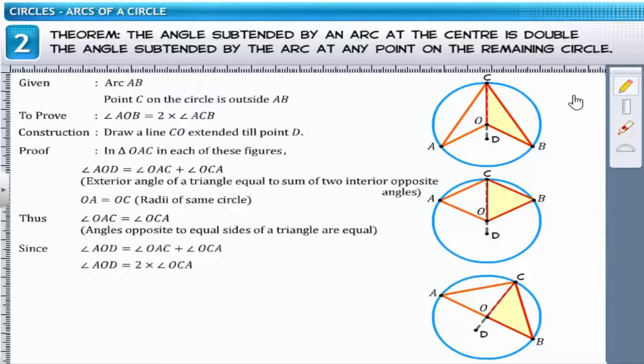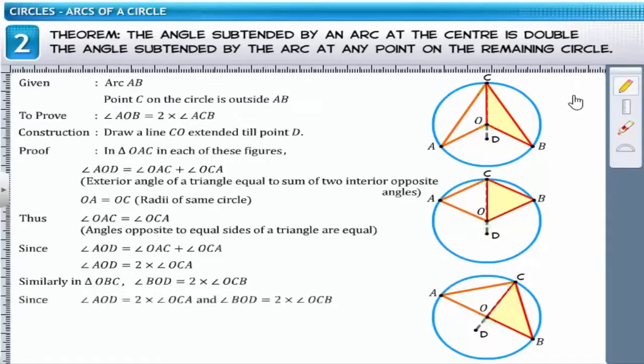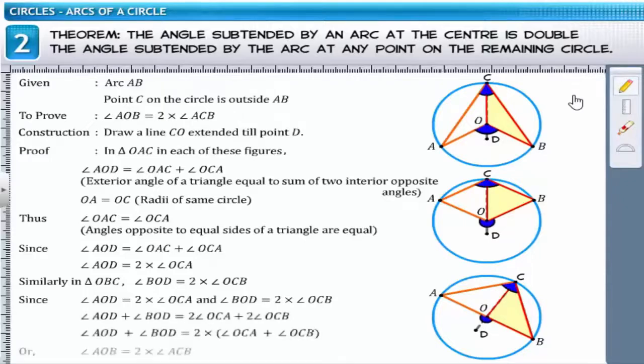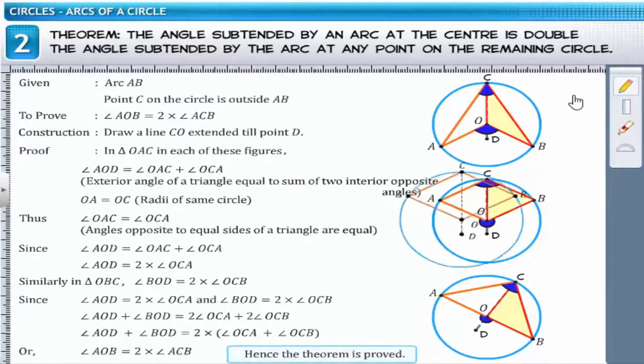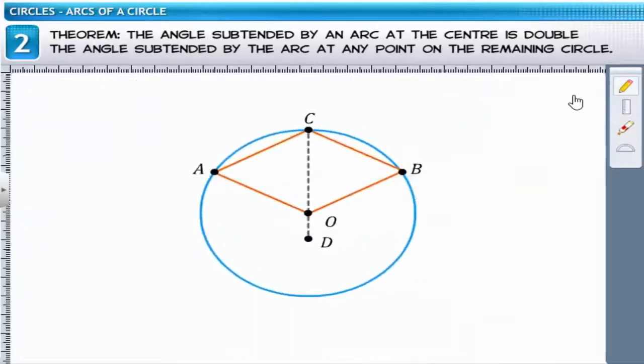Similarly, in the triangle OBC, we can prove that angle BOD is double the angle OCB. From these results, we get the sum of angles AOD and BOD is double the sum of angles OCA and OCB. This clearly shows that angle AOB is double the angle ACB. Thus, the theorem is proved. Please note, in case of the major arc, the reflex angle AOB will be double the angle ACB.